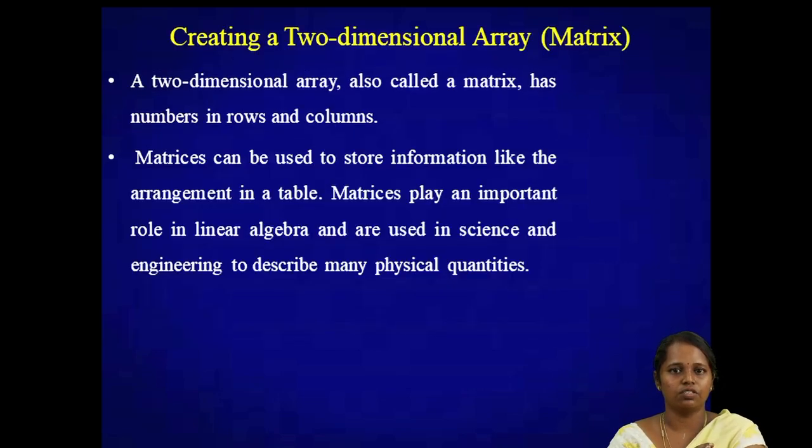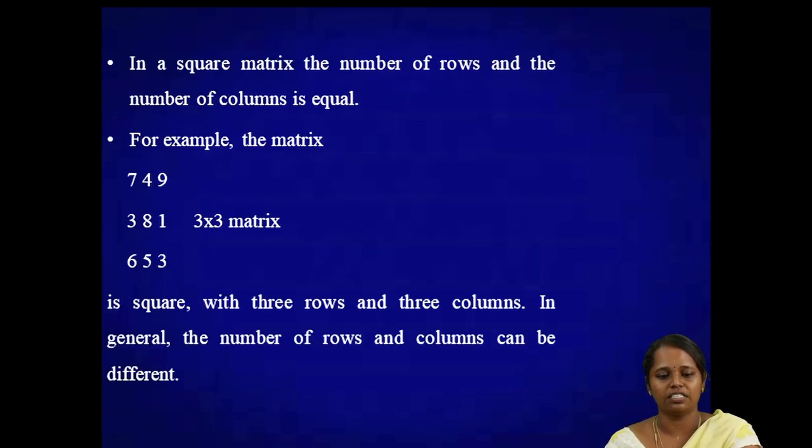So these are the methods to create a one-dimensional array. Now, creating a two-dimensional array is called a matrix. We already know the matrix is also a two-dimensional array. It's a collection of numbers and elements in rows and columns. Matrices are used to store information in a table format, and they play an important role in linear algebra and are used in science and engineering applications to describe many physical quantities.